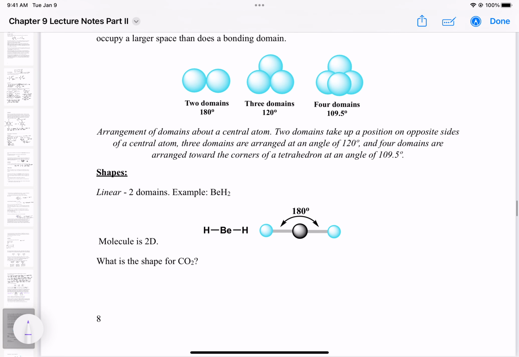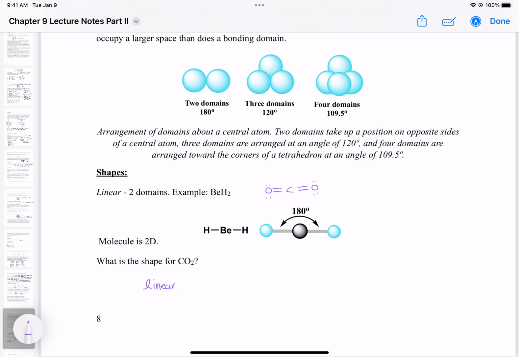So linear, 2 domains. A fine example is beryllium hydride. Another example is CO2. And you see when we draw the oxygen atoms here, the molecule looks very similar to beryllium hydride right there. So the molecule is 3D, but what is the shape for this molecule? So we call this linear.